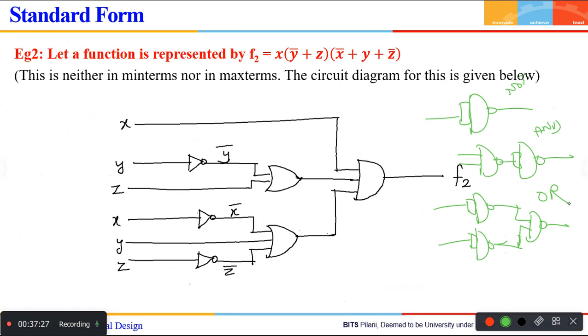If possible, do it in pencil. It's very easy. You just have to replace every gate with the corresponding NAND gate, that's all. Be careful with the connections. Then remove the redundant gates. I told you what the redundant gates are.